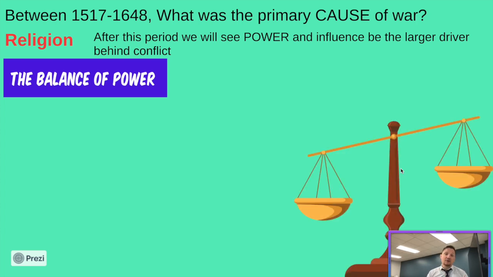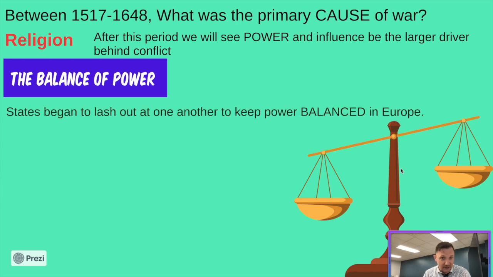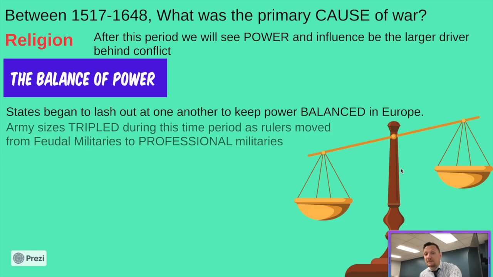So the balance of power is going to be very, very important when you're talking about the growth of European history, right? Because states are going to begin to lash out at one another to try and keep that power balanced out in Europe, which is going to lead to army sizes tripling during this time period as rulers moved from feudal militaries to professional militaries, which is something we talked about at the very beginning of this unit, right?